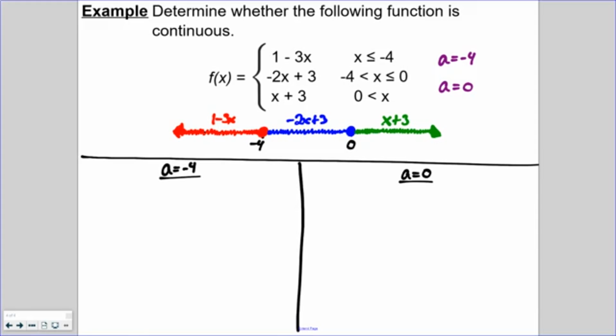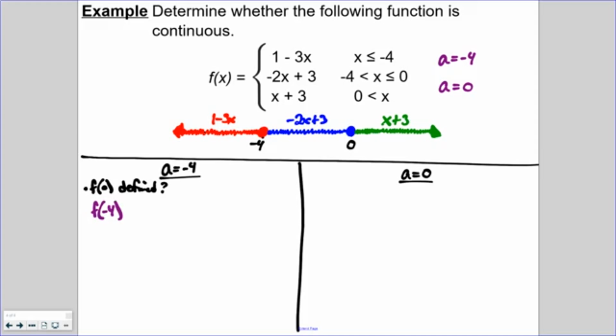All right, so three conditions of continuity time. Is f of a defined? Our a value here is -4, so we're looking for f of -4. Now we just need to figure out which function we plug -4 into.